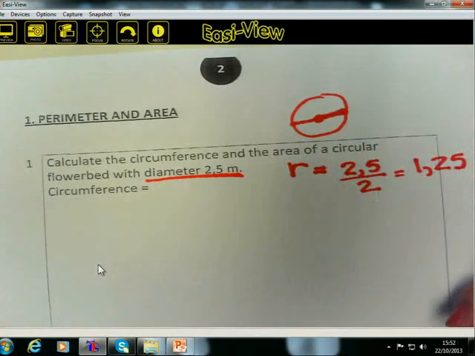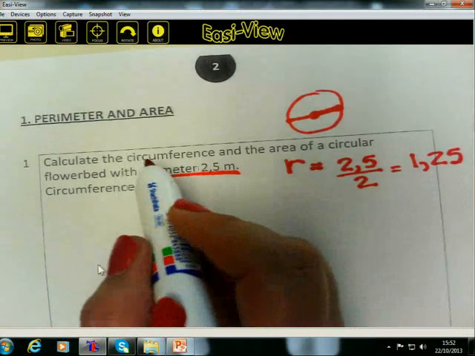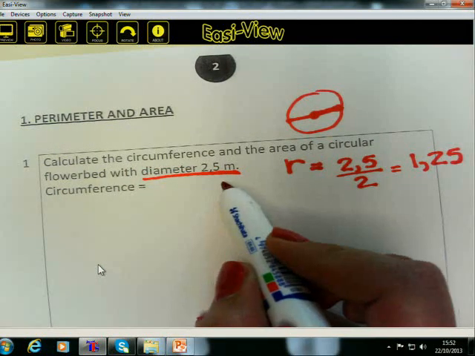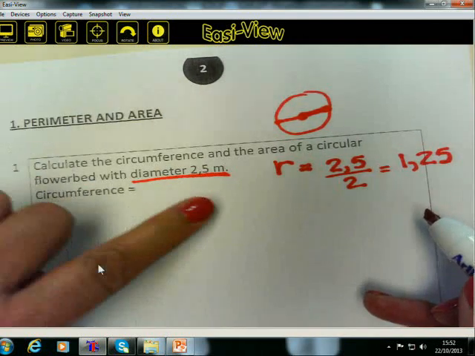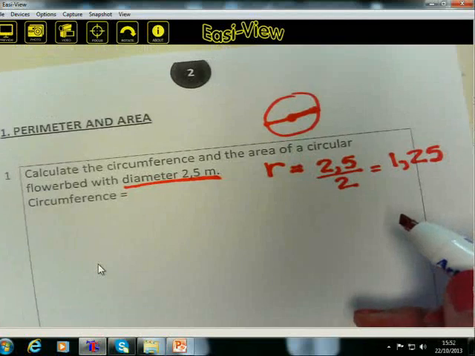Another red light that you must look for is when I have a problem with different units. In this problem, we don't have different units, we only work with meters, as you can see.